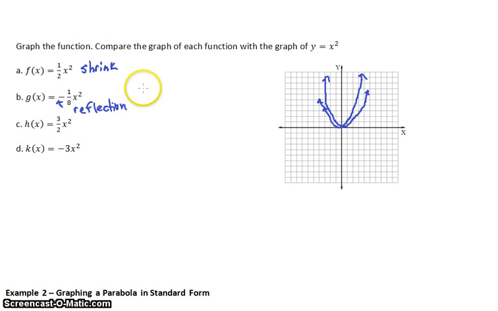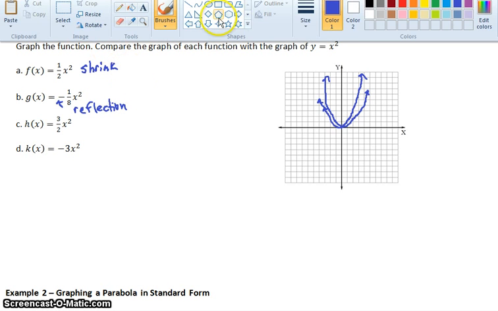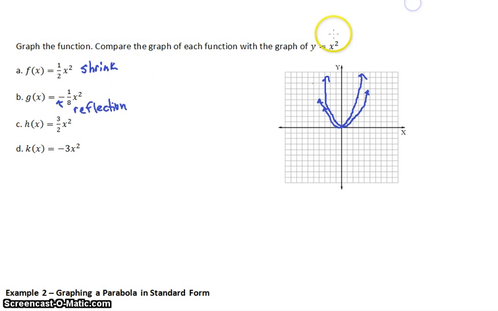So we're going to make it smaller from a vertical standpoint, and we're also going to reflect it. So instead of this parabola looking up like a U, it's going to look down, but again, it's going to be smaller from a vertical standpoint. Okay, these aren't perfect graphs, but it's going to be a lot smaller, and it's going to be a reflection. The same thing here.